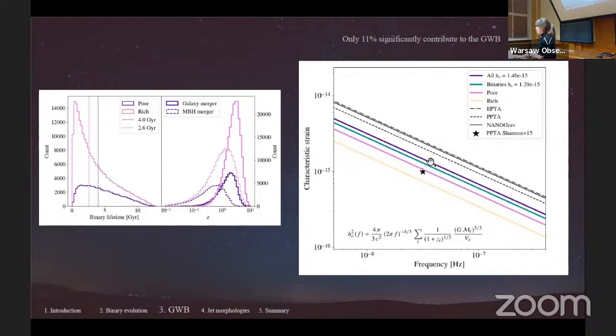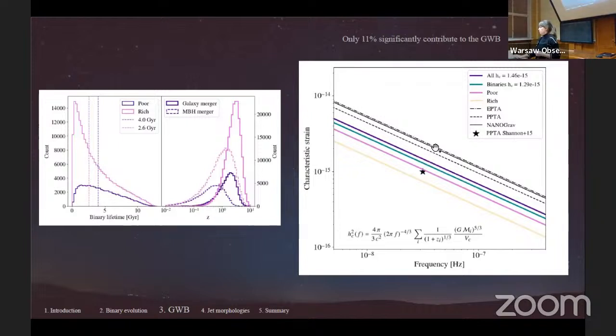So what you can see basically from this is two things. First, the delay mechanisms make a very small difference when compared to analyzing all of the massive black holes. This comes from the fact that only 11% significantly contribute to the gravitational background. So only those which are the most massive, more than 10^8 solar masses, and at relatively low redshifts, up to redshift 2.